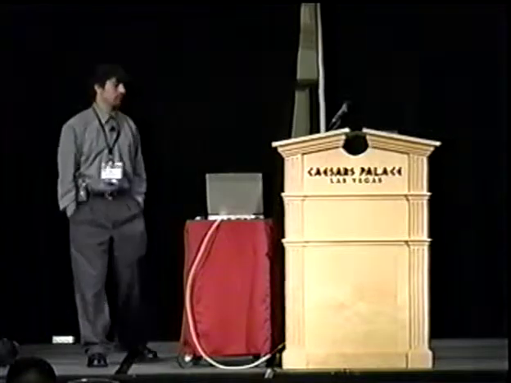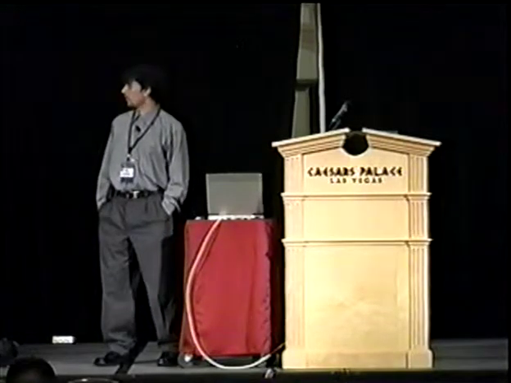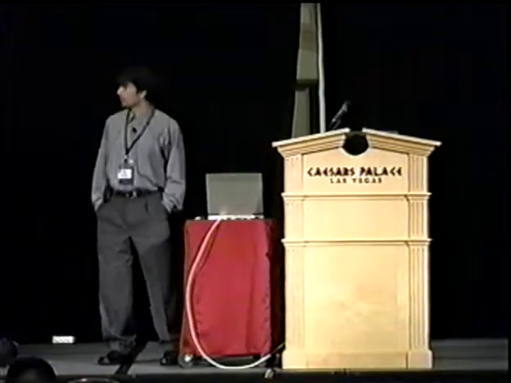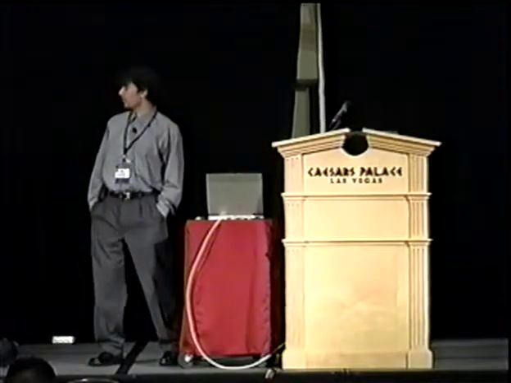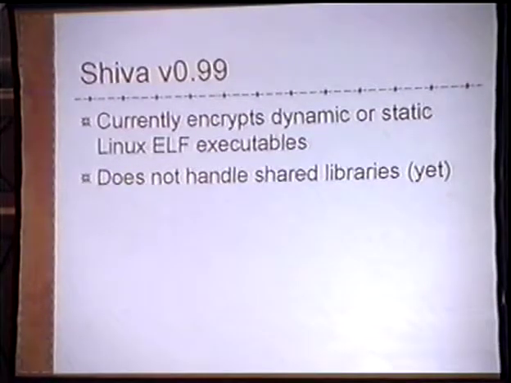So any step that you could take to make the encryptor behave differently from one executable to the next, or one encryption instance to the next would make it harder for an attacker. So the less generic the methodology is, the harder it is to create a generic unwrapper. So yeah, I'm not just talking about this for no reason. Shiva tries to do all of these. It tries to implement all of the defenses I've talked about.